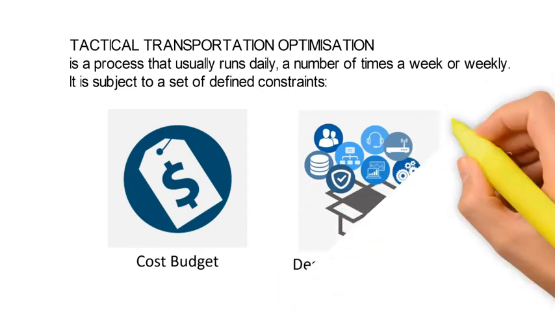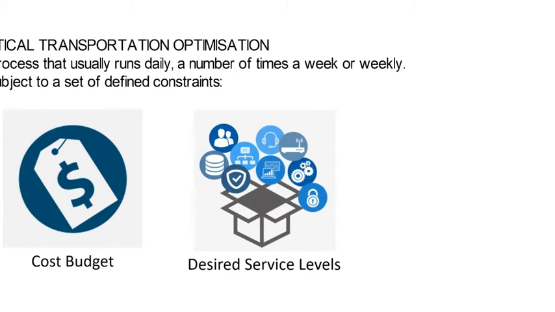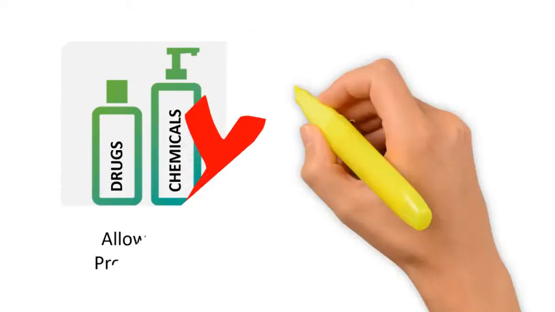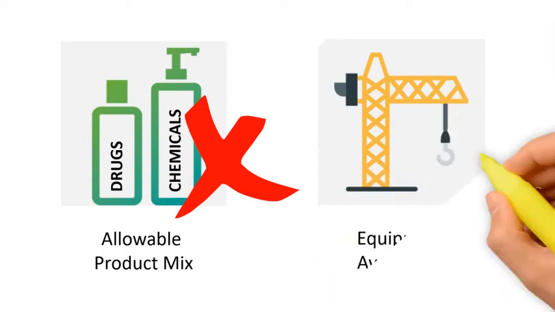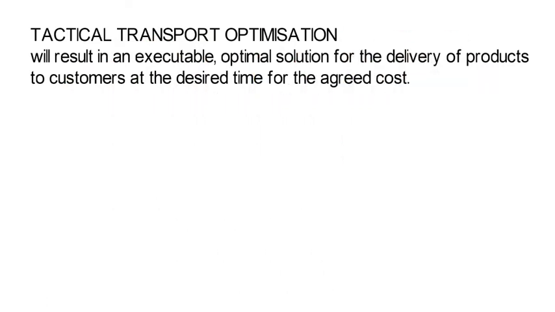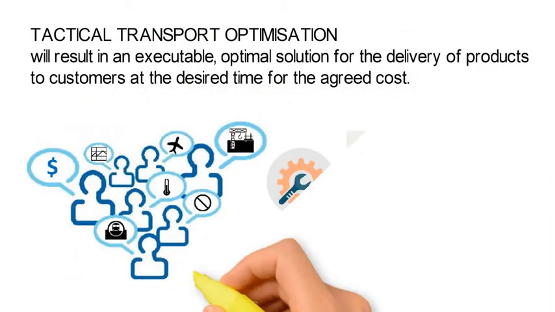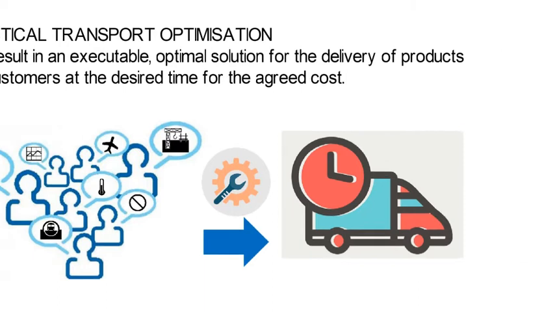Some operational constraints could consist of cost budget, how much does the customer want to pay, desired service level, when does the customer want the products delivered, are there any security needs, etc. Allowable product mix is also a consideration. Example, pharmaceuticals cannot be delivered together with dangerous chemicals. Lastly, equipment availability. Bulky and heavy cargo, such as aircraft landing gear, may require special cranes during delivery. Tactical transportation optimization takes into consideration all the defined constraints to produce an executable optimal solution for the delivery of products to customer at the desired time for the agreed cost.